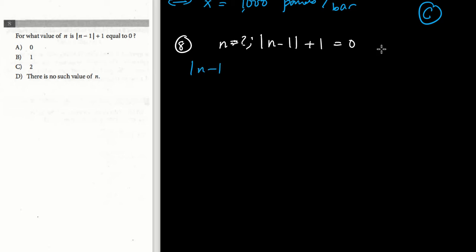So we're told absolute value of n minus 1 plus 1 equals 0. So we can subtract 1 from both sides. So we're told absolute value of n minus 1 equals -1. Now this should actually start ringing some alarm bells for you. The reason is that we have an absolute value of something being equal to a negative number, right? And if you remember, absolute values should always be positive, right?